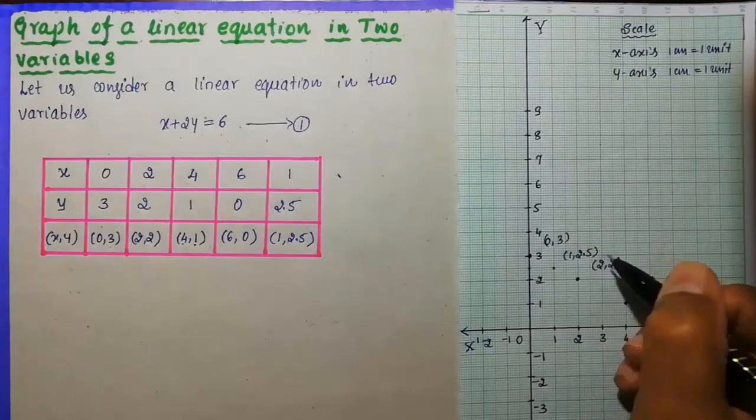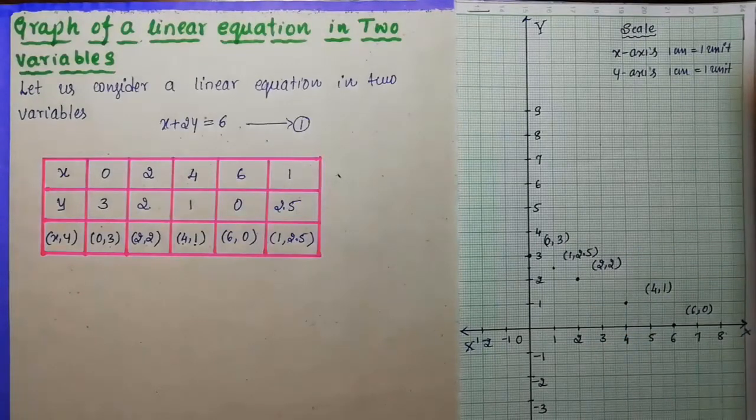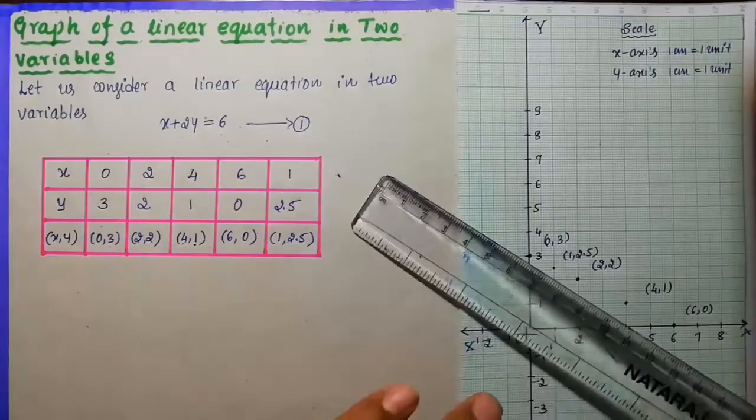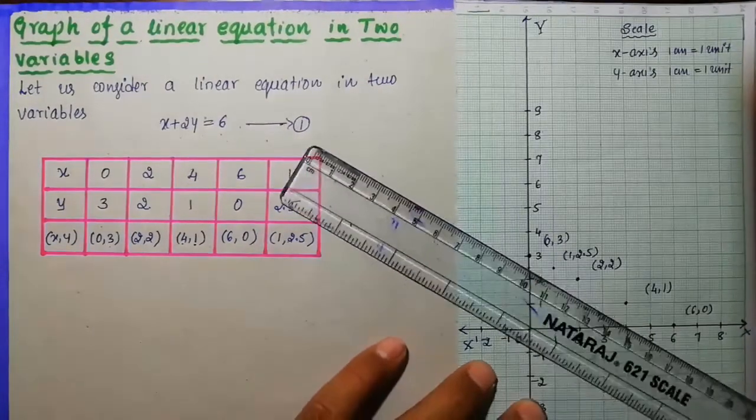In this way you can locate fractional numbers also, up to 1 decimal place. Up to 1 decimal place you can locate the position on the graph sheet, and it depends upon the scale. So now the next thing is I'm going to join all these points. If you join all these points, let us see what will happen. So now I'm going to join all these points.